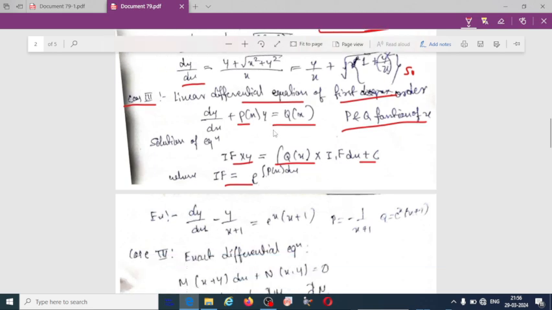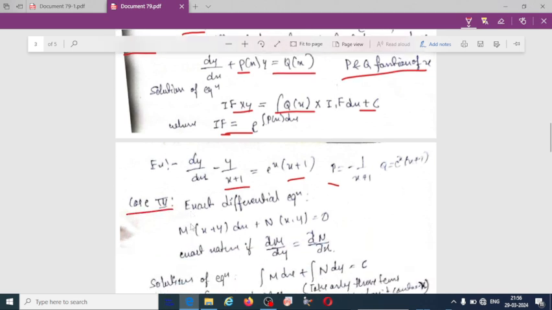So if the questions are from this topic, then you can solve here. Example, here you can take dy by dx minus y divided by x plus 1 is equal to e to the power x plus 1. So first you should mention here which is p and q, then take the integral of p, that is the integrating factor, e to the power integral of p of x dx. Then you can solve the given problem.